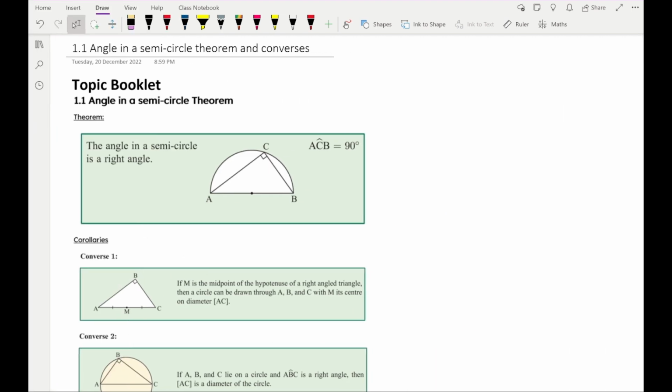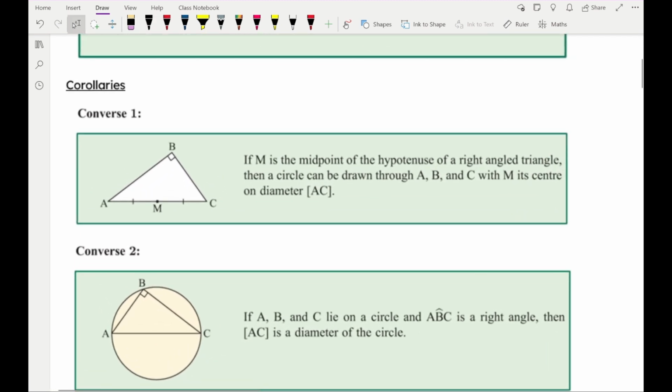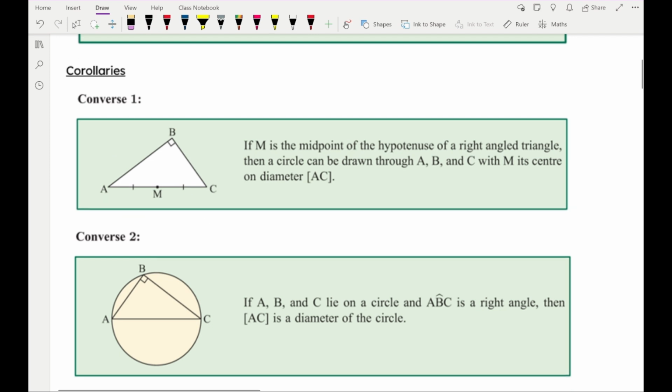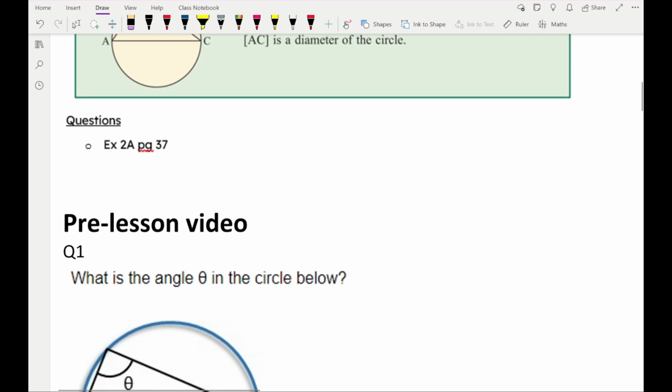So here's the theorem here, and it basically means that if you've got a diameter of a circle and you draw a line out to the circumference like that, that will be a right angle. So you've got a converse here. If you've got a triangle like this, which is right angled, and you take the very middle of the hypotenuse, you can draw a circle around that, and it'll all work out like a circle should. The other converse is if you've got a circle and you have a situation like this where that one is a right angle, you can guarantee that this thing here is the diameter of the circle, like it goes straight through the middle. So those two are good to know as well.